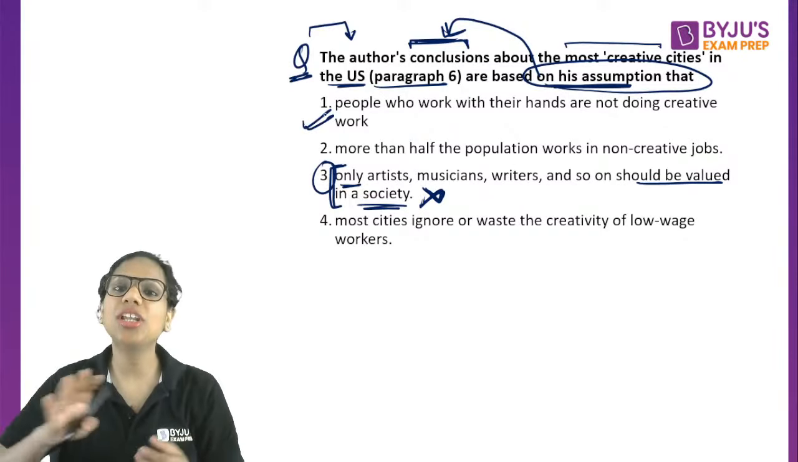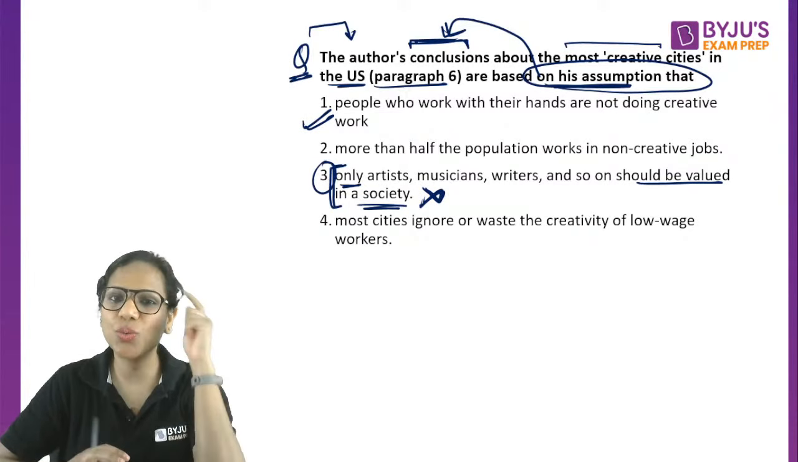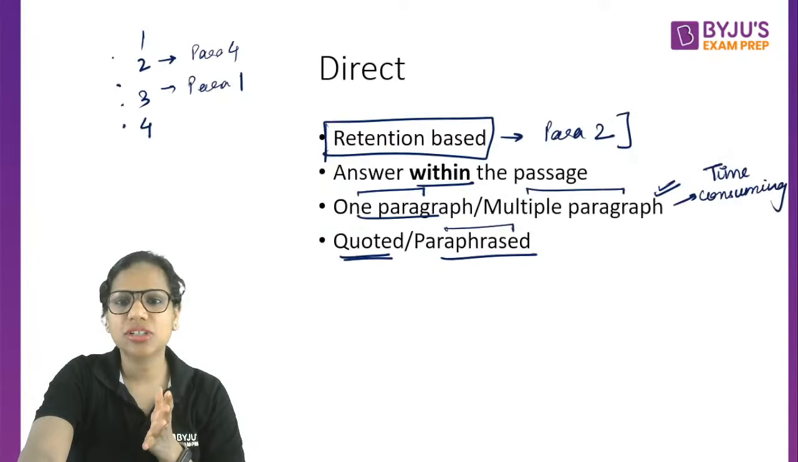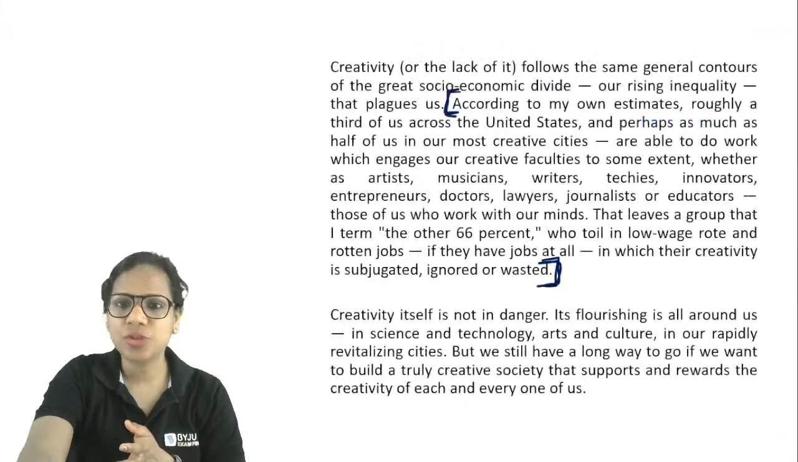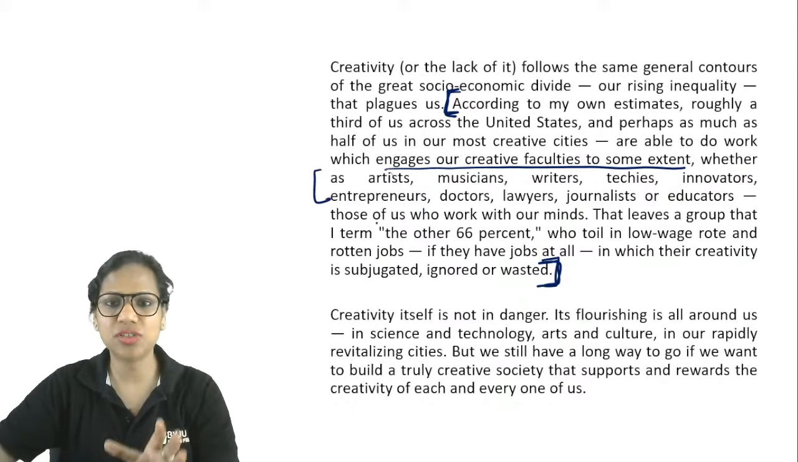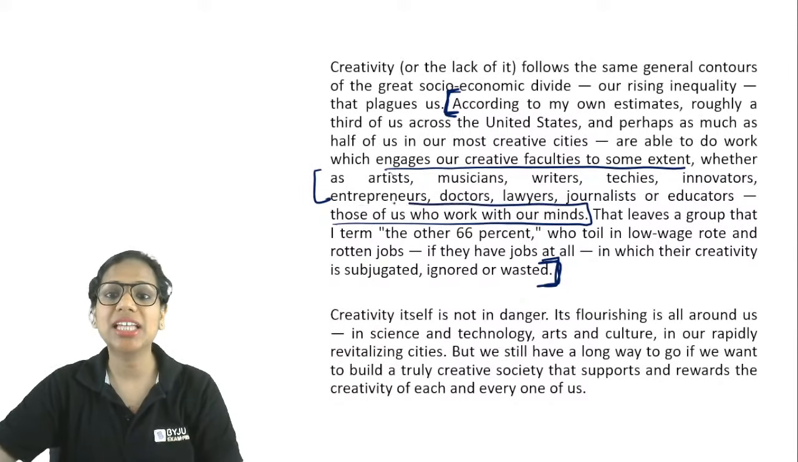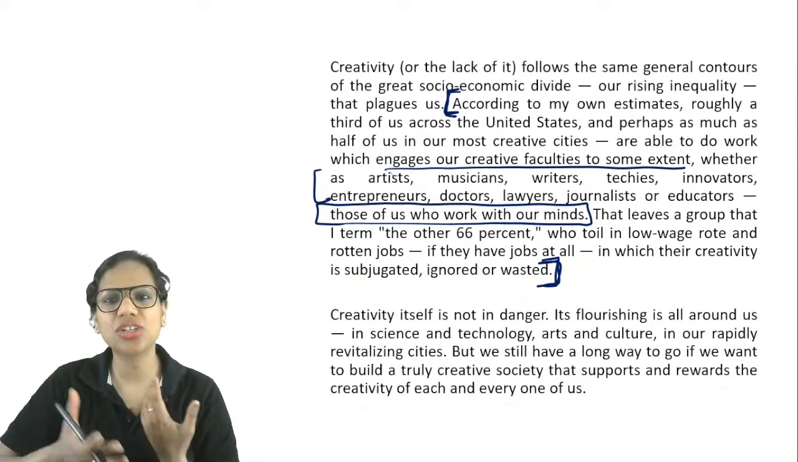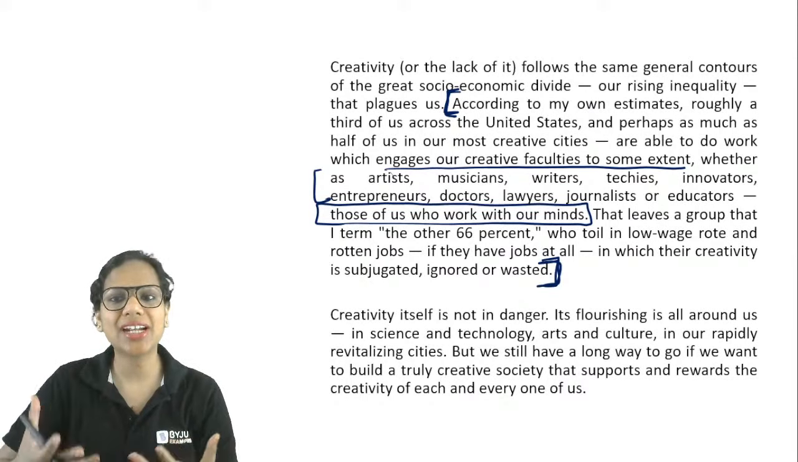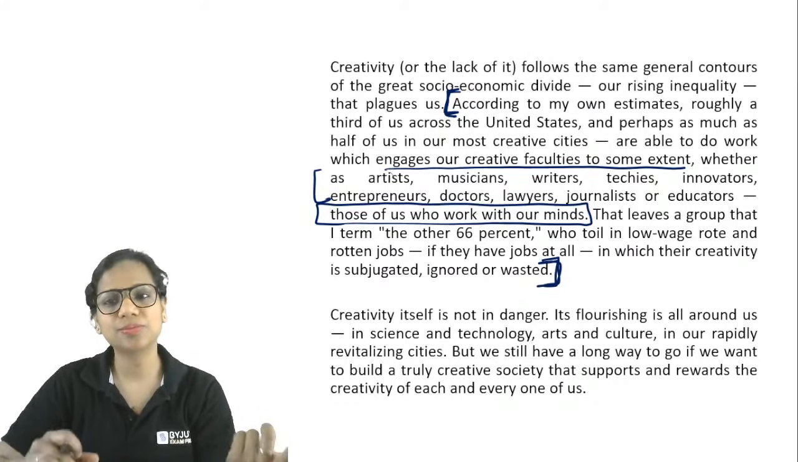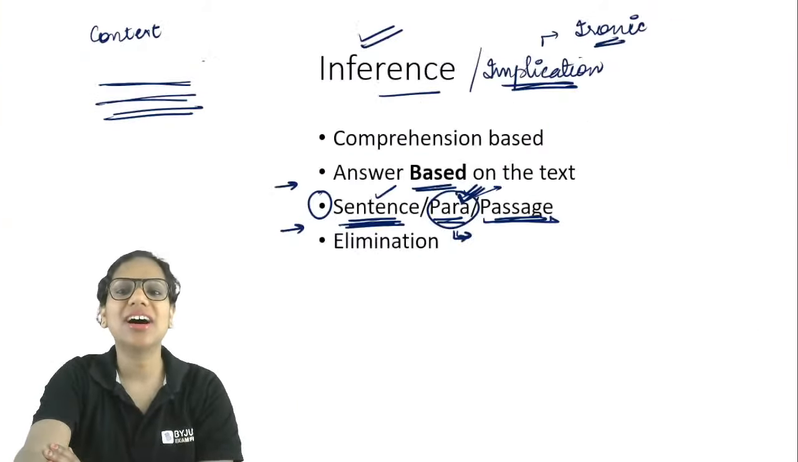But yes, the author is calling which set of people creative? Those that work with their mind. The author is saying that people who are, let's say, educators, writers, entrepreneurs, artists, musicians, are engaging our creative faculties to some extent. So the author gives the example of these groups and says those of us who work with our minds. That means the author thinks that those people who do not work with their minds are not engaged in creative pursuits. So those who work with their hands are not creative. That is what the author is assuming, taking for granted. And that is why 1 is our answer.